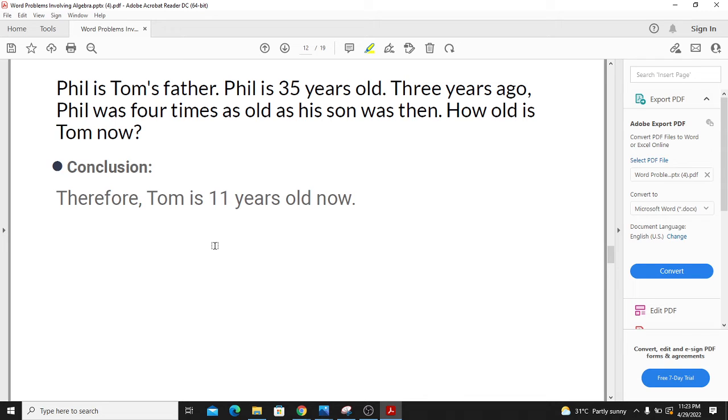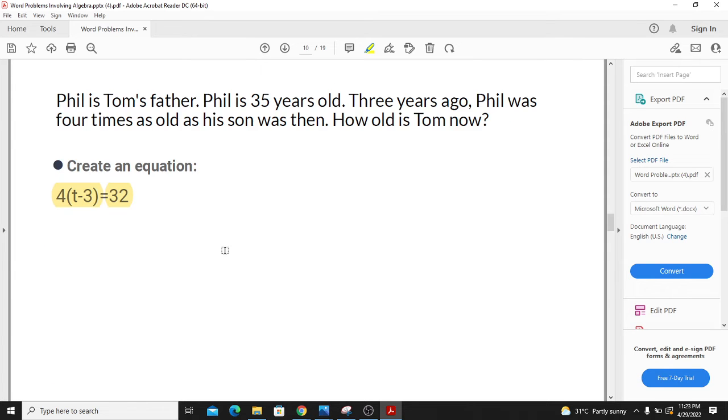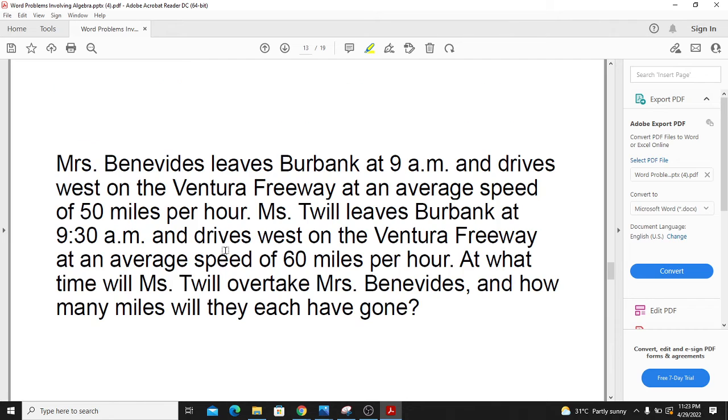Another very common word problem that involves algebra is also, I'm sorry, motion problems. So I will be providing you with a motion problem. Mrs. Benavides leaves Burbank at 9 a.m. and drives west on Ventura Freeway at an average speed of 50 miles per hour. Miss Tewell leaves Burbank at 9:30 and drives west on the Ventura Freeway at an average speed of 60 miles per hour.